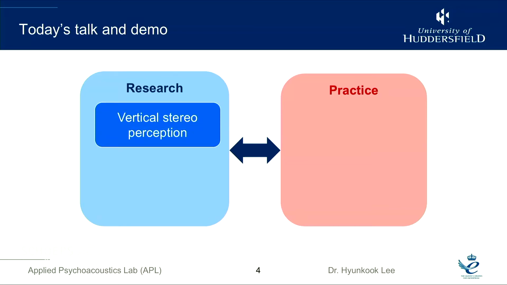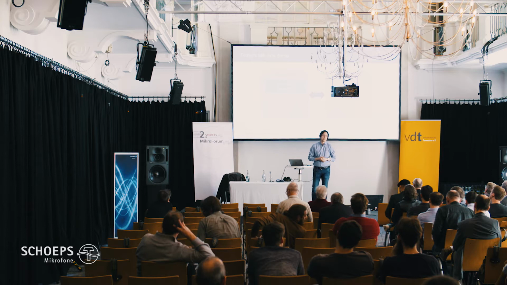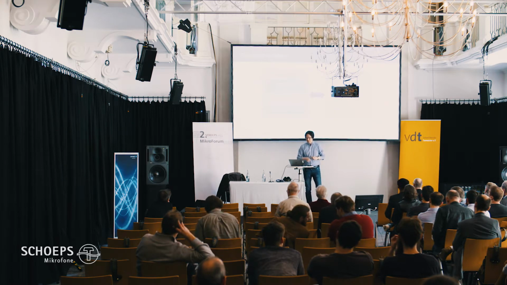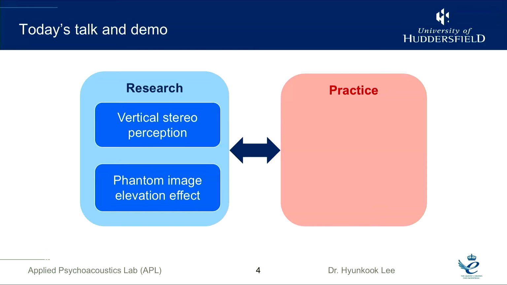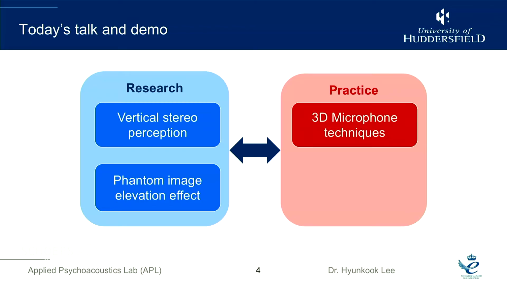In research, we've done a lot of studies on vertical stereo perception. I'm going to talk about vertical interchannel crosstalk, vertical decorrelation, and the effect of vertical microphone spacing in main microphone array design. I'm also going to talk about a very interesting phenomenon we call the phantom image elevation effect, which is a very important thing to understand when it comes to 3D sound perception. Then I'll talk about how these research results can be applied to practical 3D recording techniques.